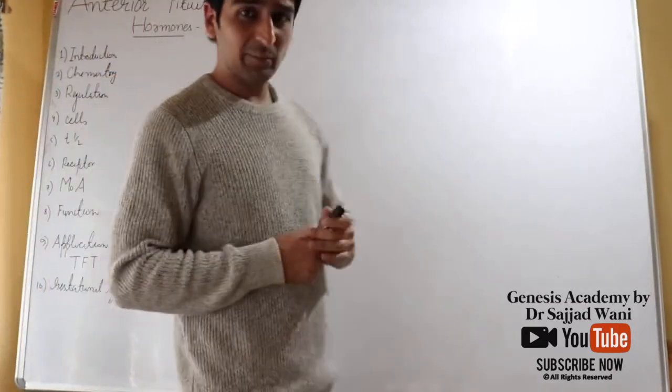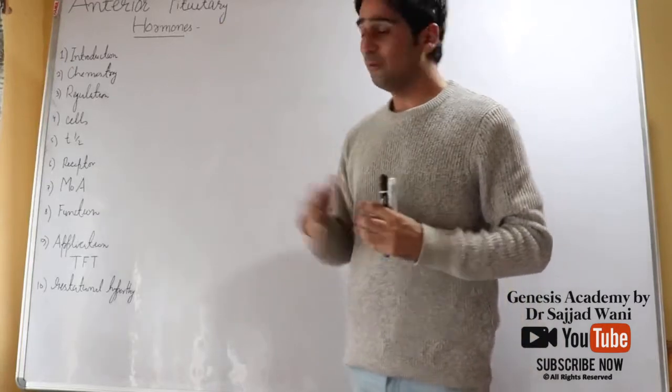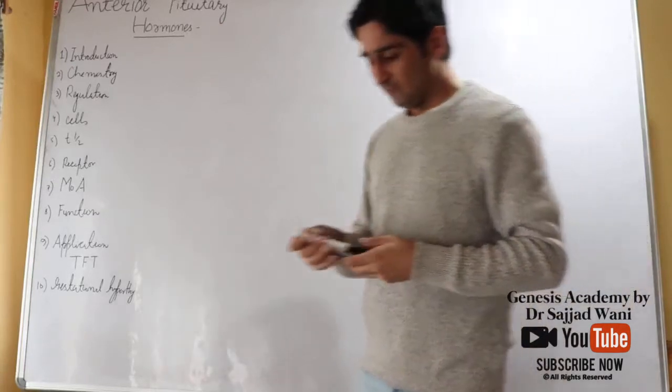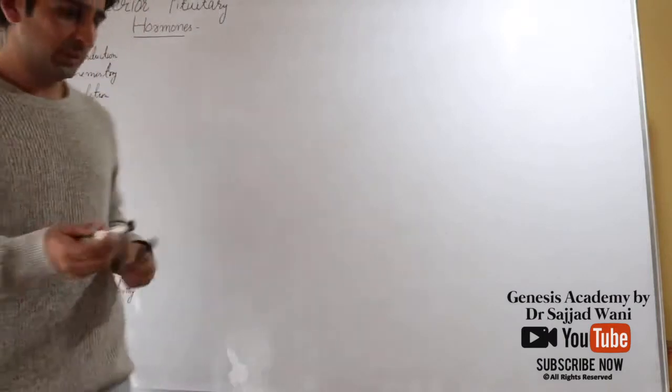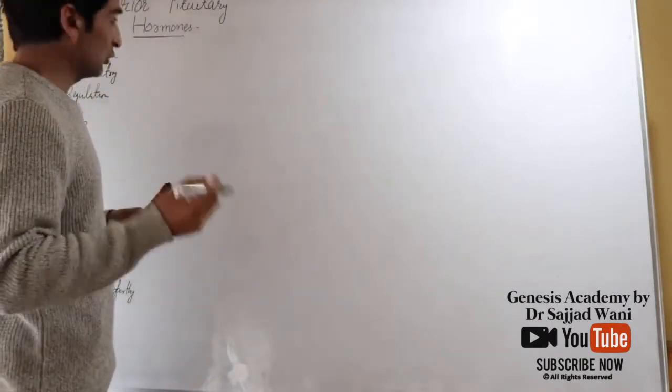Today I am here with another video on the anterior pituitary hormones. So far we have talked about the first hormone of anterior pituitary, that is the growth hormone. Now we will talk about the second hormone, which is the thyroid stimulating hormone from anterior pituitary. So the first point, that is the introduction of this hormone.